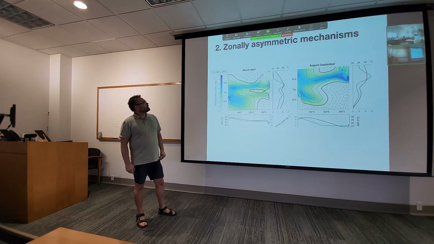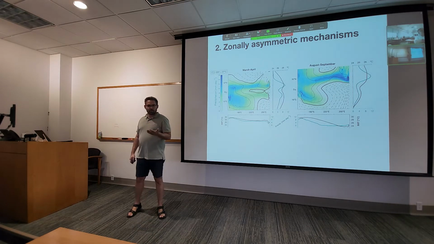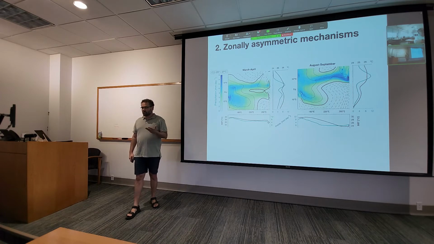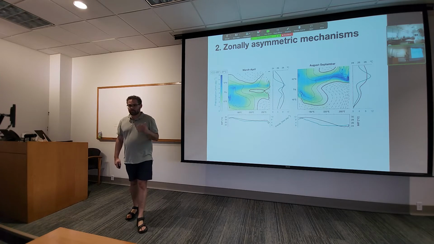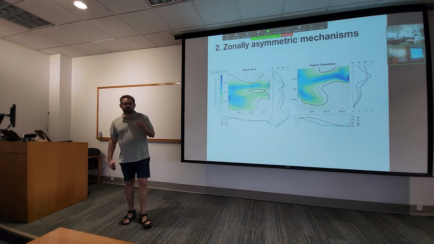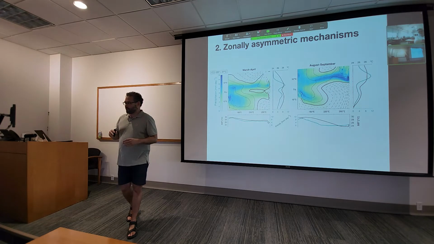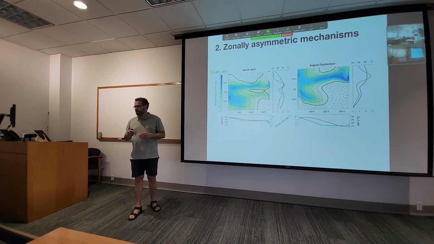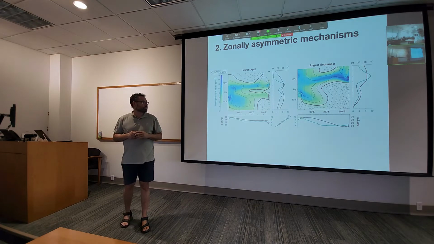So, some zonally asymmetric mechanisms. What I'm showing here in colors is precipitation, and the black contours are sea surface temperature in the Pacific. On the left-hand side, I'm showing the precipitation near the March equinox, where the cold tongue in the Pacific is weakest, and you have these double-ITCZs in the Eastern Pacific. And then the right panels show conditions around the September equinox, where the cold tongue is strongest, and you have this zonally or diagonally oriented ITCZ, mostly north of the equator.